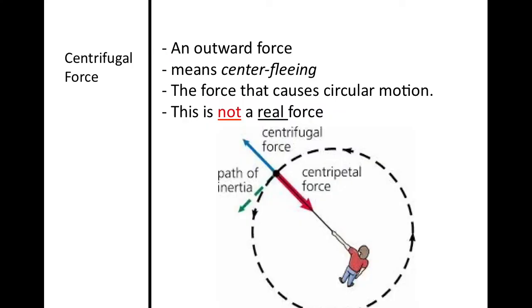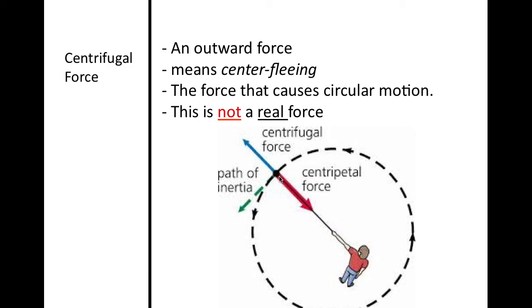We've talked about centripetal force. There is another phenomena called centrifugal force, and it is an outward force that means center fleeing. It is a force that also causes circular motion. However, it's not a real force. Notice here below that there is a diagram that shows the centripetal force, which is being caused by the tension in this string that is holding this object, that is moving the object around in a circular path. The path of inertia here is seen as the tangent.